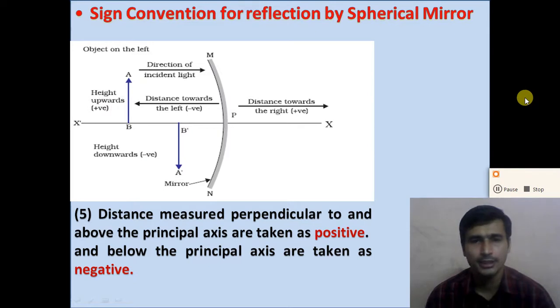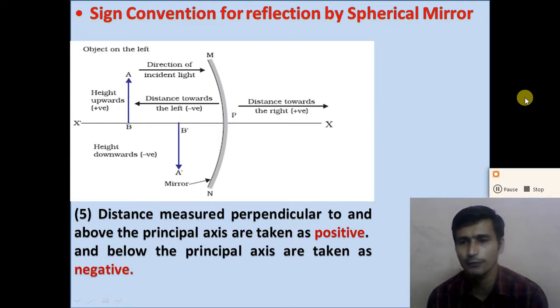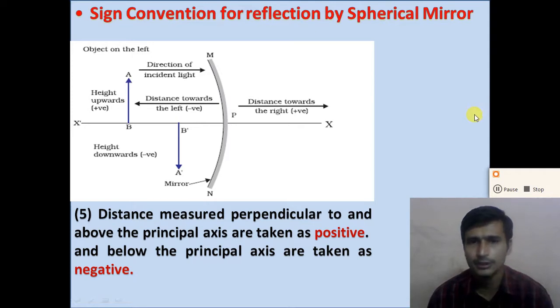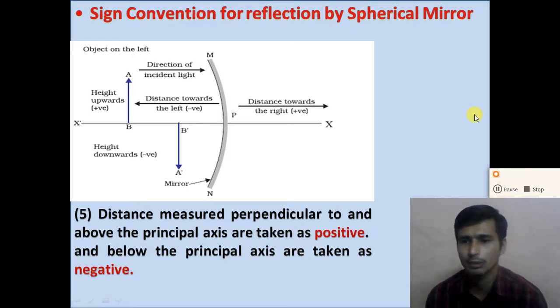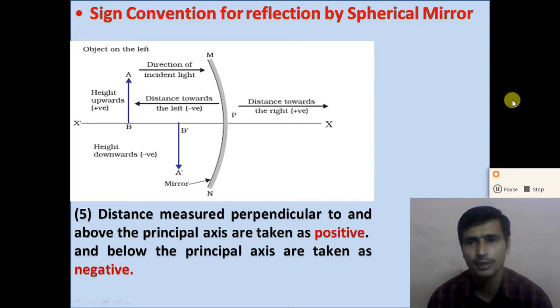So dear student, understand all the 5 points of the sign convention for the spherical mirror, right? This sign convention is very important to calculate the examples of the spherical mirror, which we will understand later on. But here, according to this sign convention, which distances are taken positive and negative for the concave mirror and for the convex mirror, we will understand here.